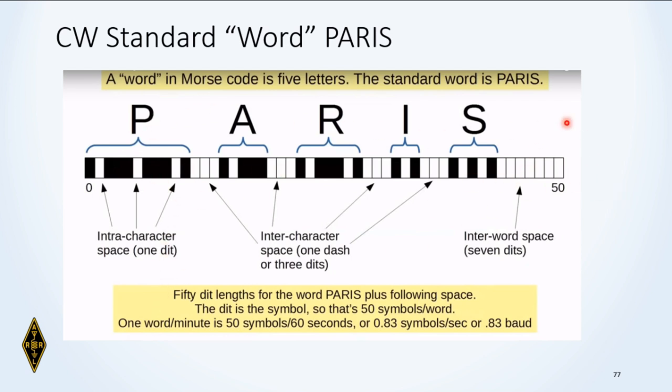So that's why that's kind of a magic word, because it can standardize measurements in CW. So 50 dits, and here we're going to show it calculated a little different way. 50 dit lengths for the word Paris plus the following space. The dit is the fundamental, the shortest symbol, so that 50 symbols per word gives us one word per minute, which is 50 symbols in 60 seconds, which winds up to be 50 divided by 60, or 0.83 symbols per second, or 0.83 baud. So all of the math kind of interrelates there. But the thing that I find interesting, 10 words per minute would be the equivalent of sending the word Paris 10 times in 1 minute.